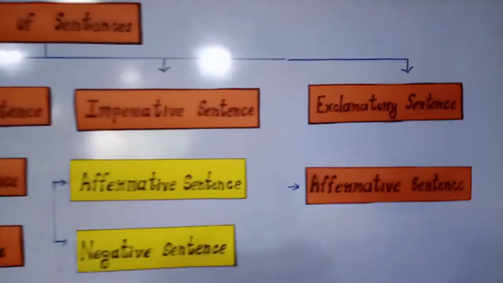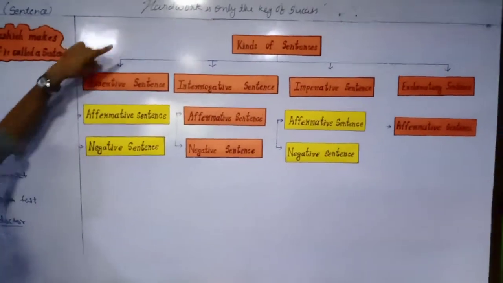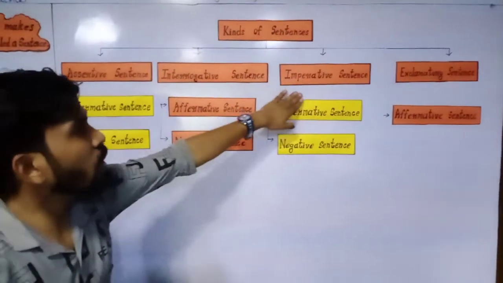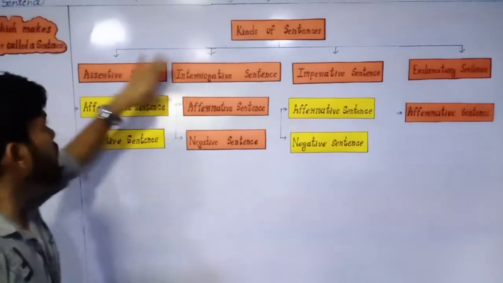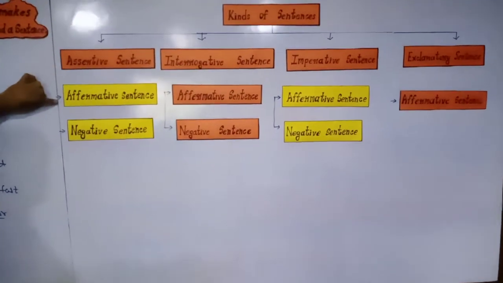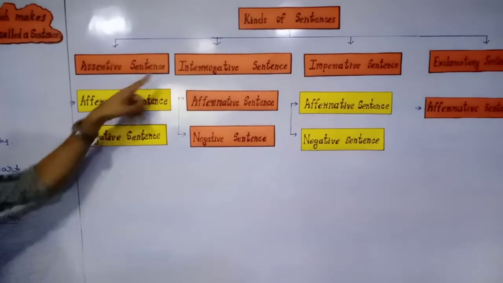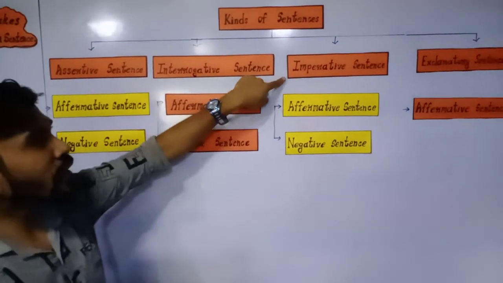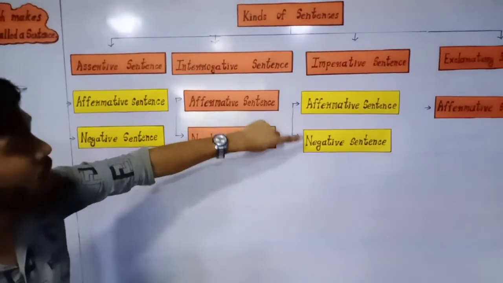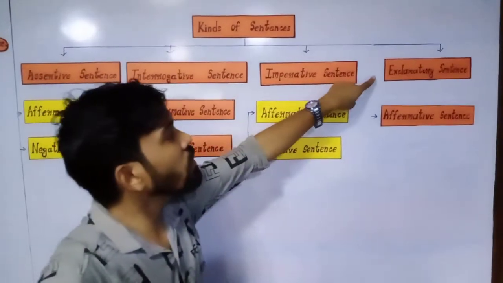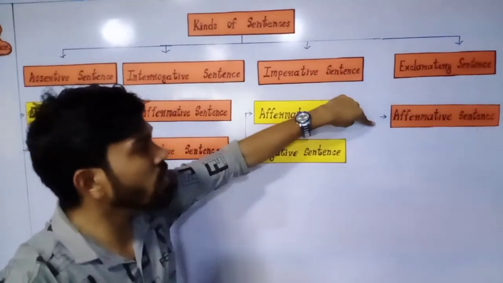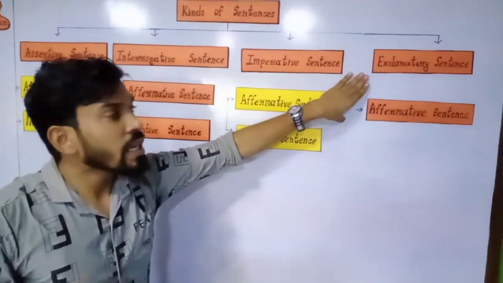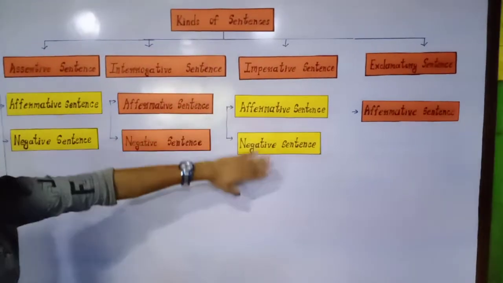So once again, kinds of sentence. There are four kinds of sentences: assertive, interrogative, imperative and exclamatory. The assertive sentence could be affirmative or negative. Interrogative sentence also, whether affirmative or negative. The imperative sentence also, affirmative or negative. And the exclamatory sentence is only affirmative. An exclamatory sentence cannot be negative. So these are the kinds of sentence.